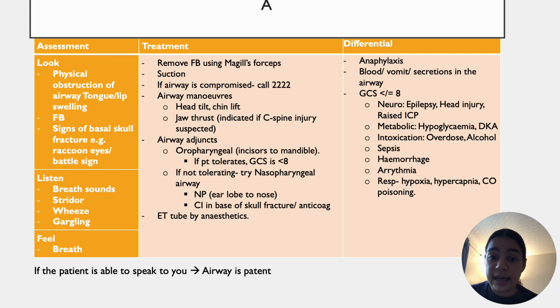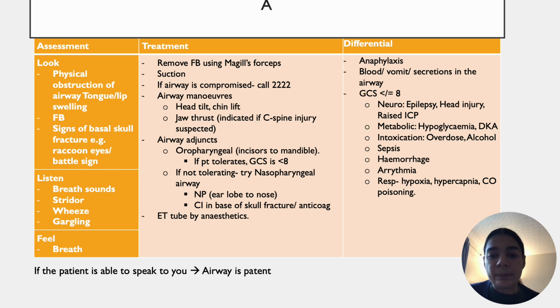If you notice any airway compromise, you want to call 222. You realistically need an anaesthetist there to help you. But you can do some airway manoeuvres in the meanwhile. For example, head tilt, chin lift, or a jaw thrust. And you can also trial some airway adjuncts as well, such as an oropharyngeal or a nasopharyngeal airway.